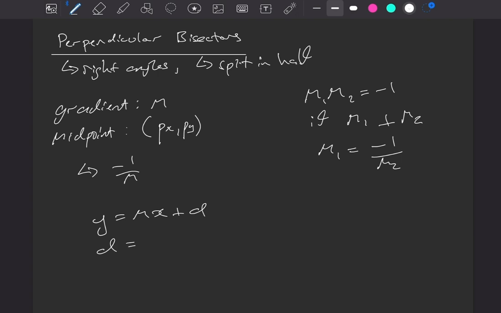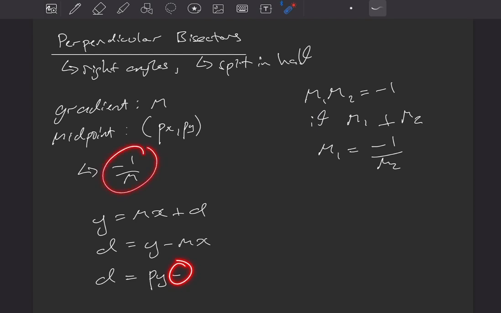So again, if y is equal to mx plus d, d is equal to y minus mx, which if we plug in the values we know, we can see that d is going to be equal to py minus, but this minus and this minus up here will make a plus. So py plus px divided by m.